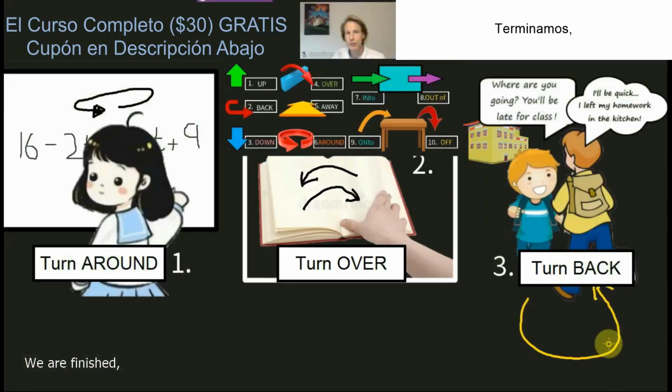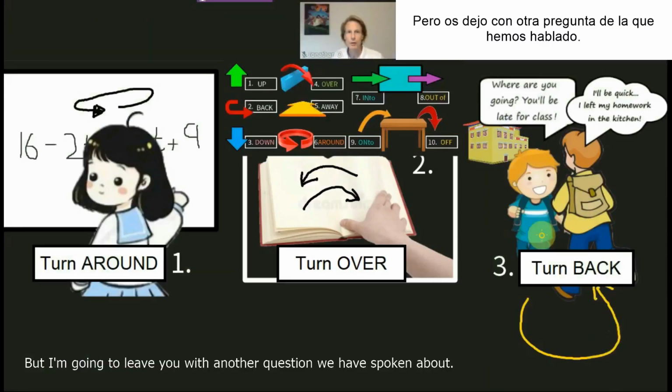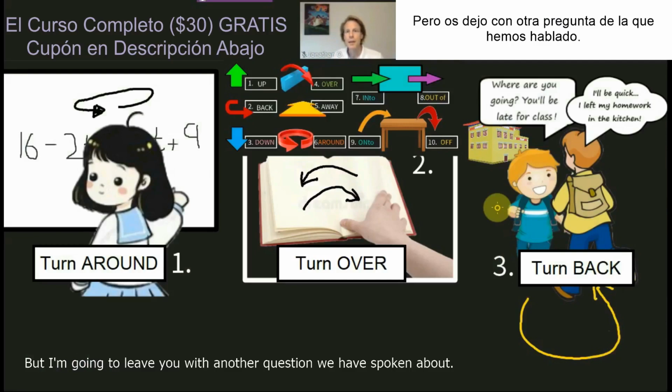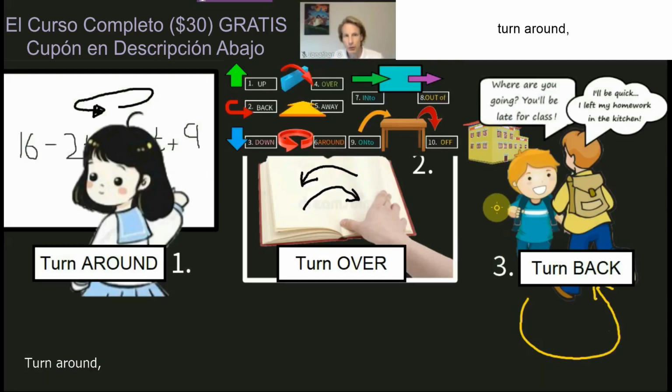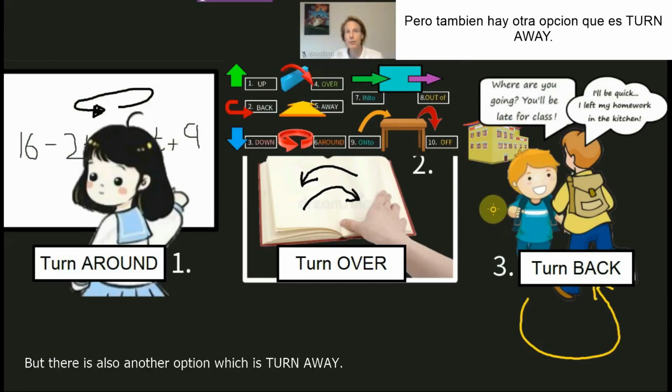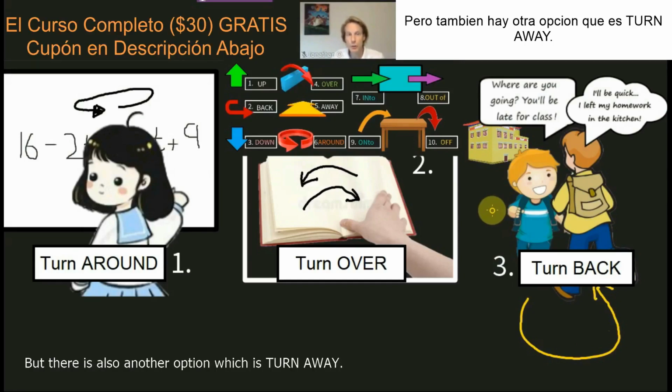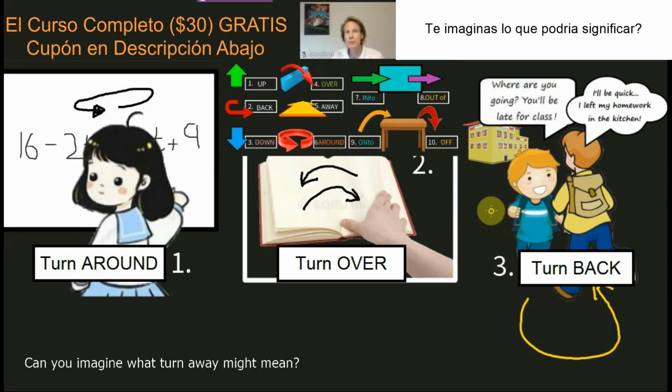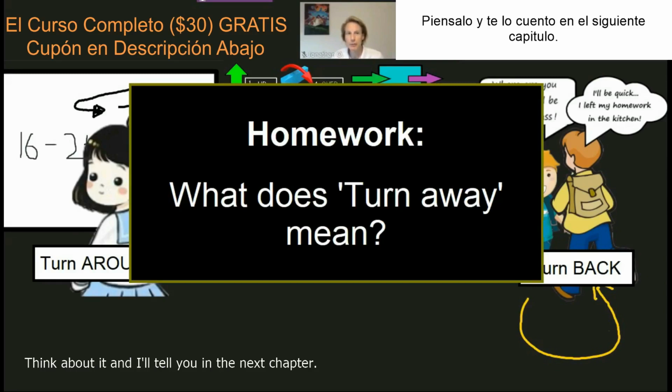We have finished, but I'm going to leave you with another question. We have spoken about turn around, turn over and turn back. But there is also another option, which is turn away. Can you imagine what turn away might mean? Think about it and I'll tell you in the next chapter.